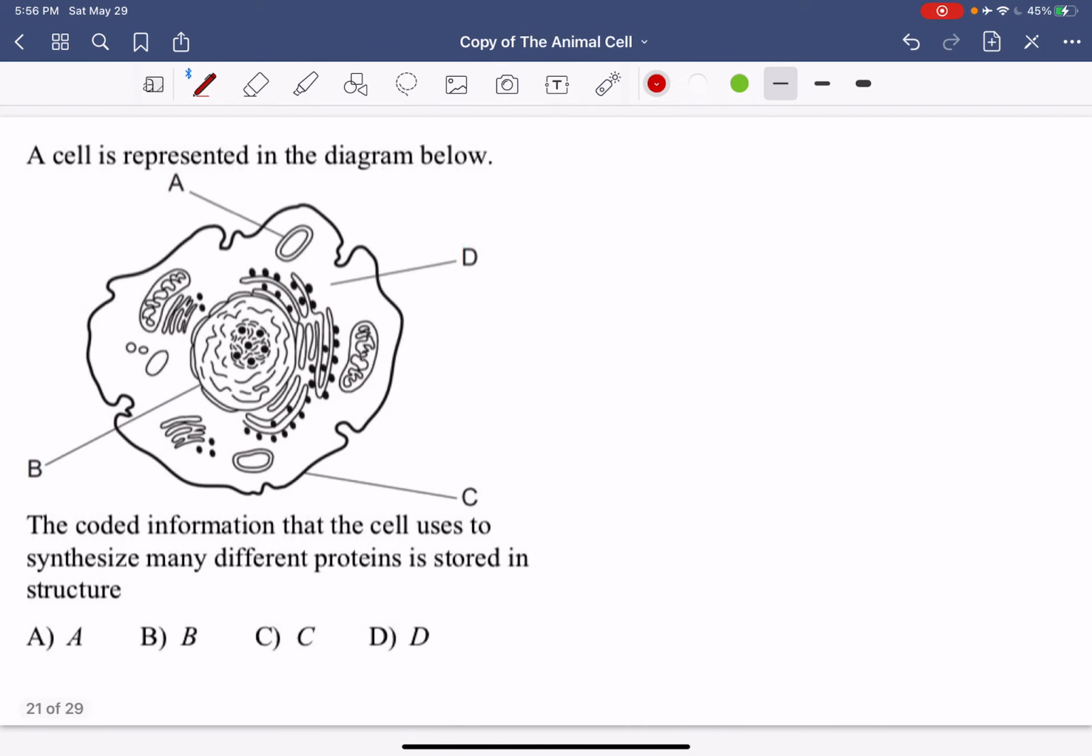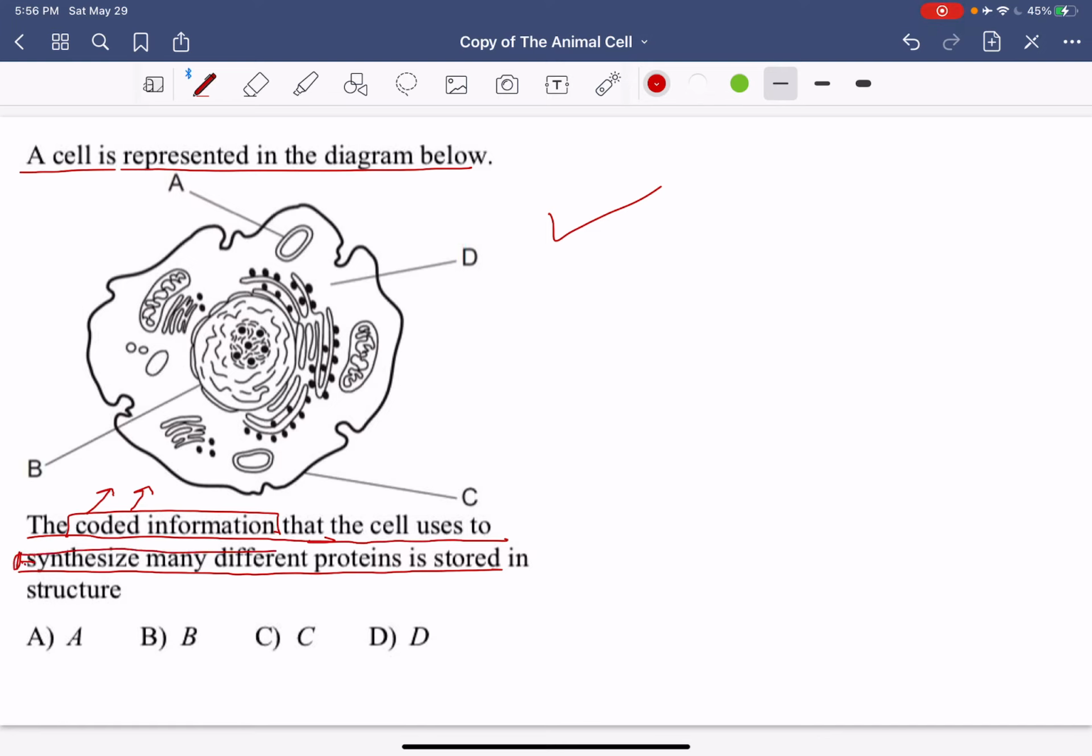So let's move on. Okay, we're back to a simpler life. All right. A cell is represented in the diagram below. Well, thanks. We know that. The coded information, heredity, DNA that the cell uses to synthesize many different proteins, this is where they get you. Uses to synthesize many different proteins, is stored in structure.